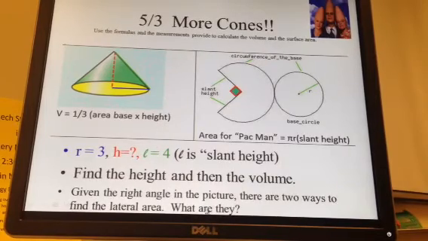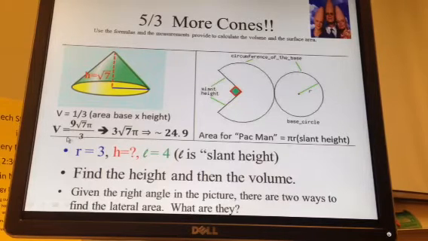And then I've got a secondary question here. There is a right angle over here, which means there are actually two ways to calculate the area of this lateral surface, what I call the Pac-Man. And as a reminder, this doesn't always look like a Pac-Man. If it was a very tall cone, it would actually just look like a sector. It would be less than a semicircle.